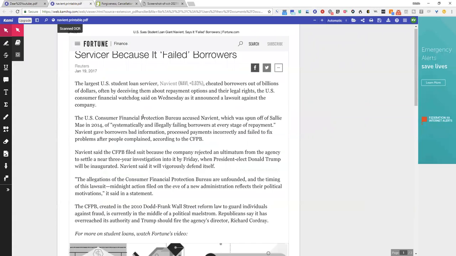So there's a Navient article that you can use, and it's about a lawsuit against them after a 3-year investigation by the CFPB and a couple of attorney generals. Sorry, my brain is all over the place tonight. So you would just print a copy of this and send it directly to Navient or to the bureaus.